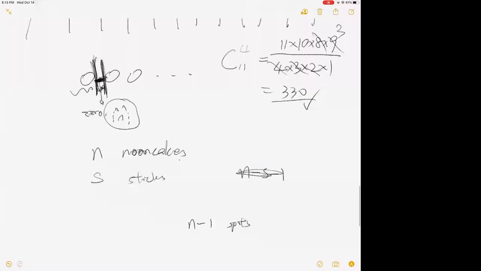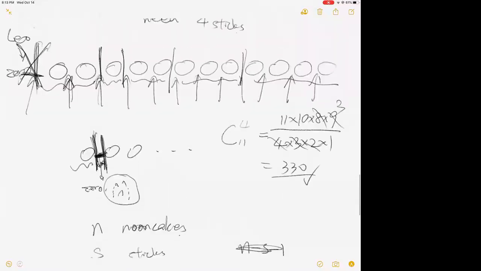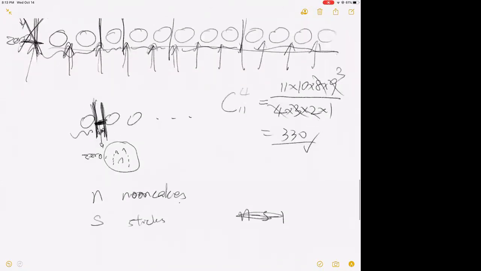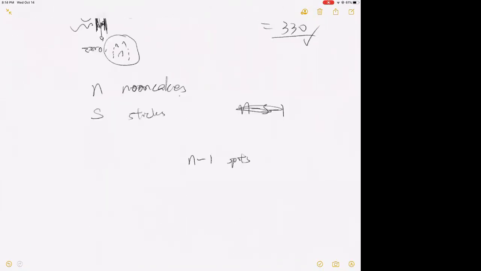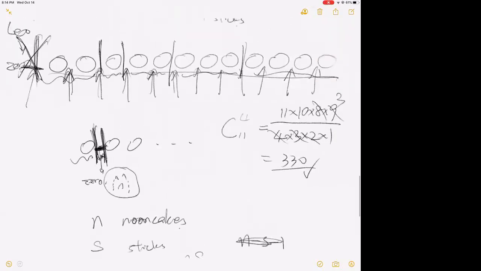So these are basically the adjacent spots where we can put the sticks, right? If there are n mooncakes, then there will be n minus 1 spots. And then it will just be C(n minus 1, s). From n minus 1 spots, we're putting s sticks, right? So that's a general formula for this case.